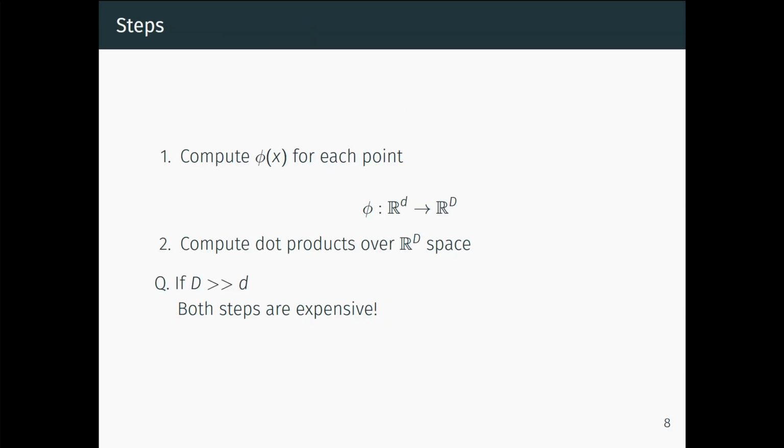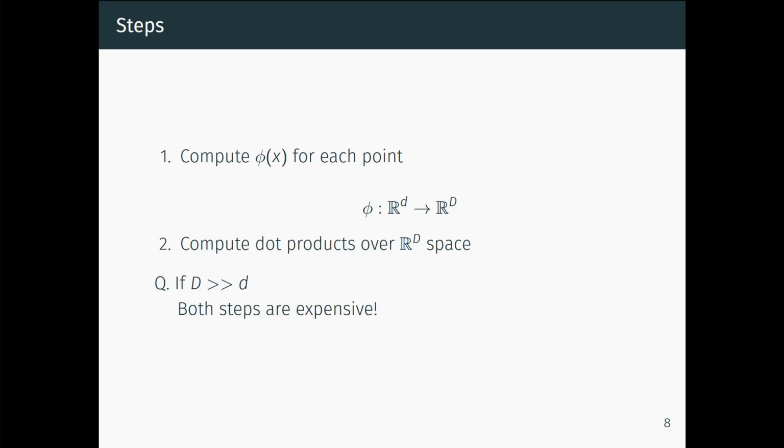The second thing that you're doing, which is the dot product over the R^D space, is also an expensive operation, because earlier you were computing the dot products in a smaller dimensional space, small d, but now you're computing the dot products in a larger, capital D dimensional space. And I again leave it up to you to revise what would be the time complexity of computing the dot product of two capital D dimensional vectors.